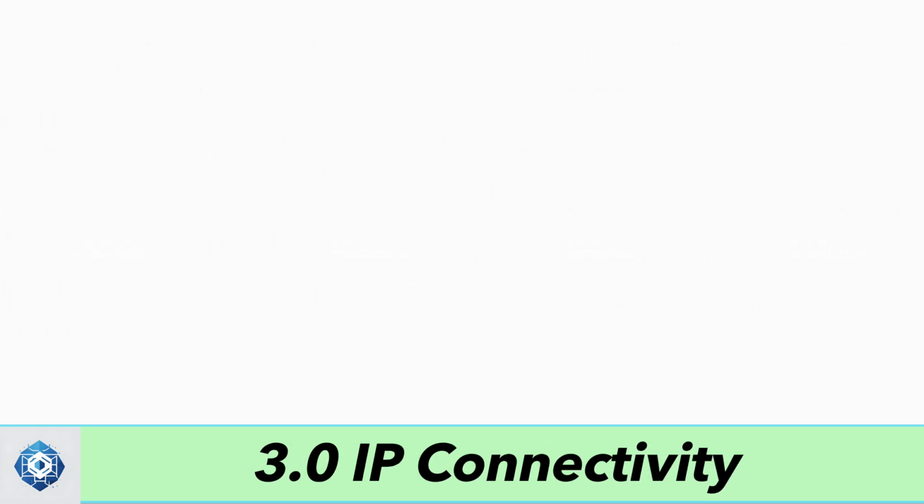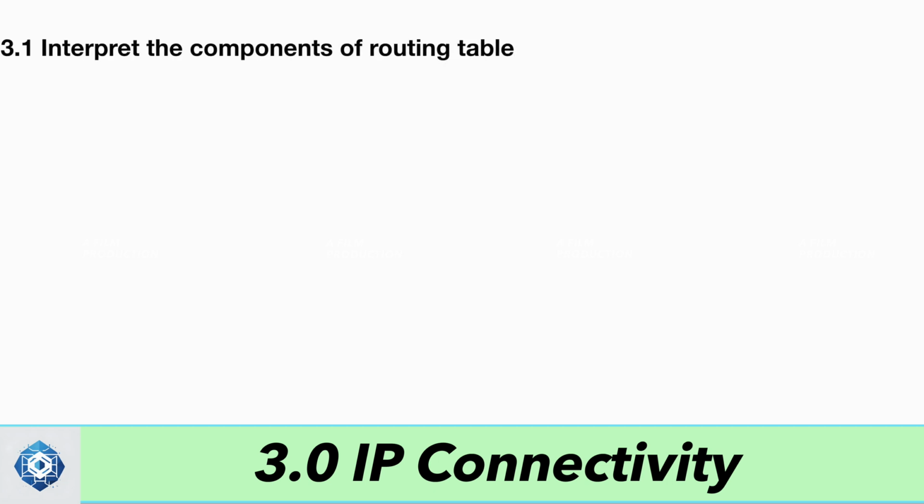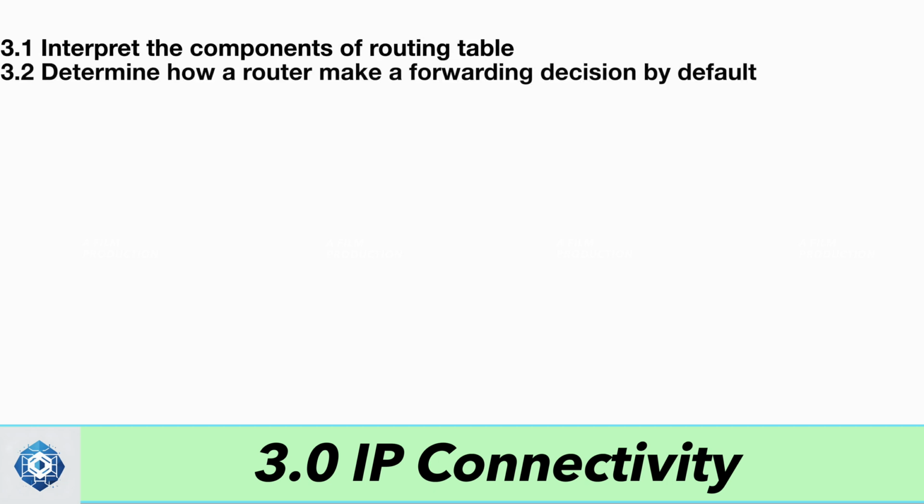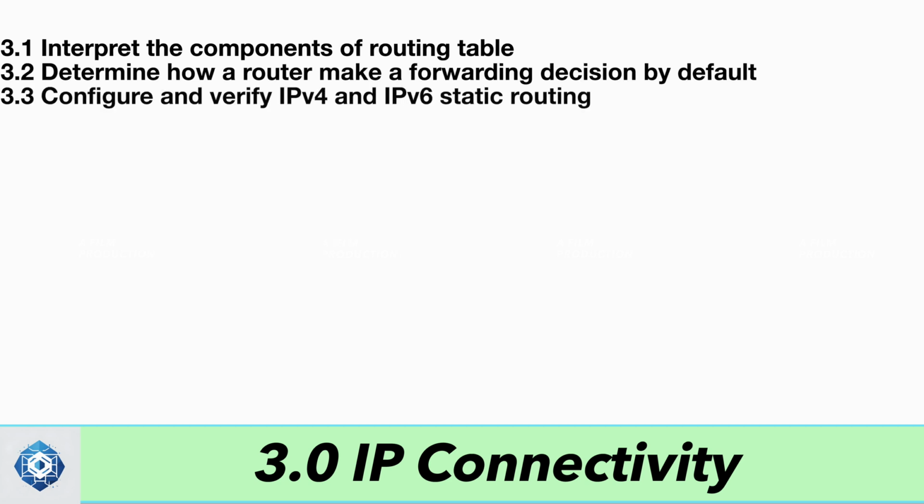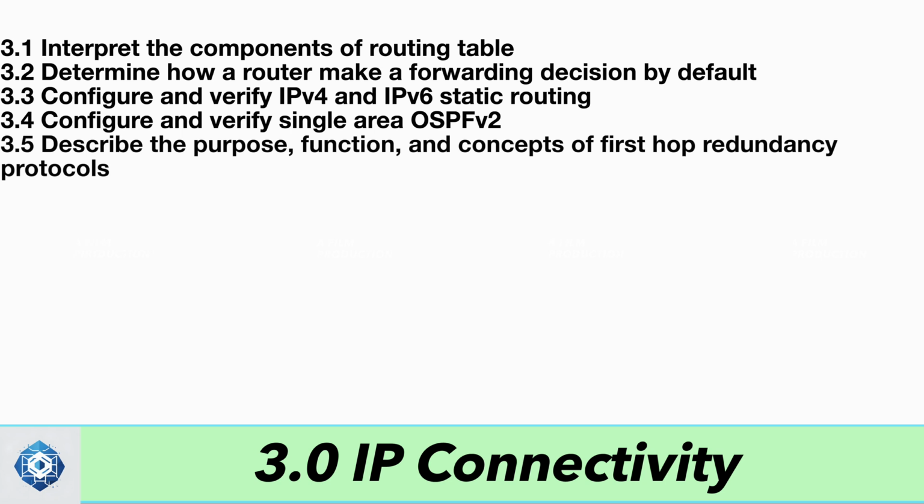Looking into the third section here for IP connectivity, you'll have to interpret the components of routing tables, determine how routers make forwarding decisions by default, configure and verify IPv4 and IPv6 static routing, configure and verify single area OSPFv2. And you'll also have to describe the purpose, function, and concepts of first hop redundancy protocols.